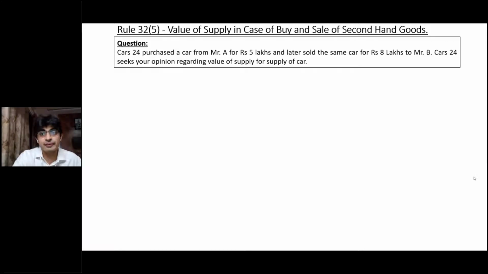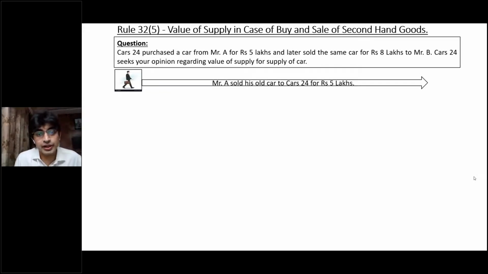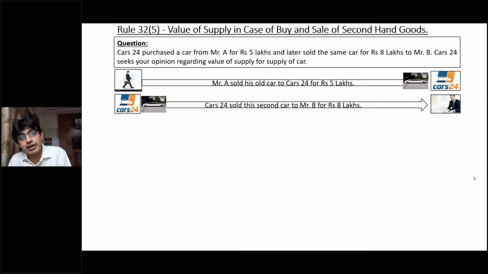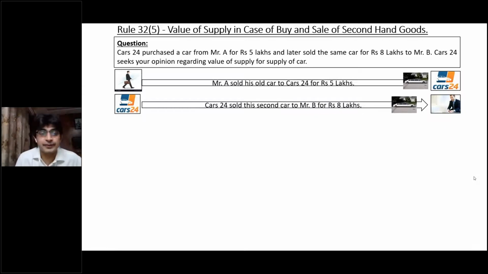So what will be the value of supply? Answer is 8 lakh. On what amount should you charge GST? Answer is 8 lakh. But rule 32 sub rule 5 gives an option. See this, I will explain. Mr. A sold the car to Cars 24 for how much? 5 lakh rupees. Cars 24 sold the same car for how much? 8 lakh rupees. Okay.